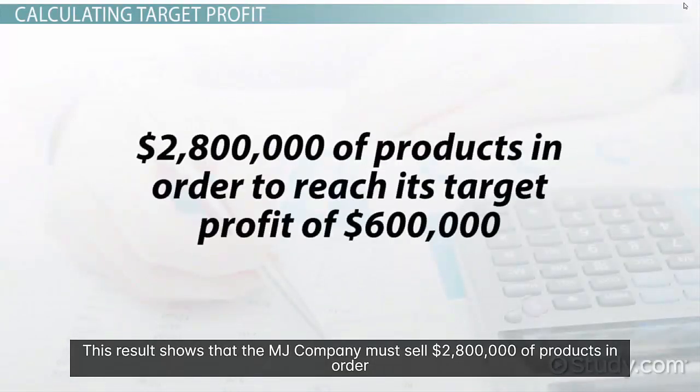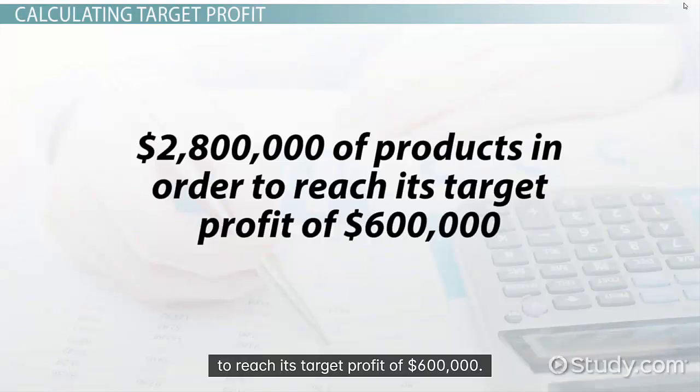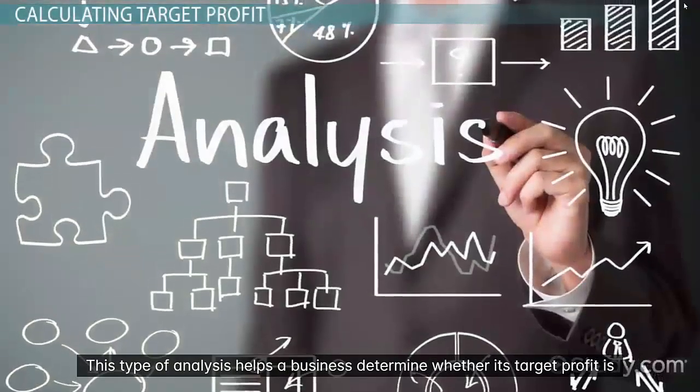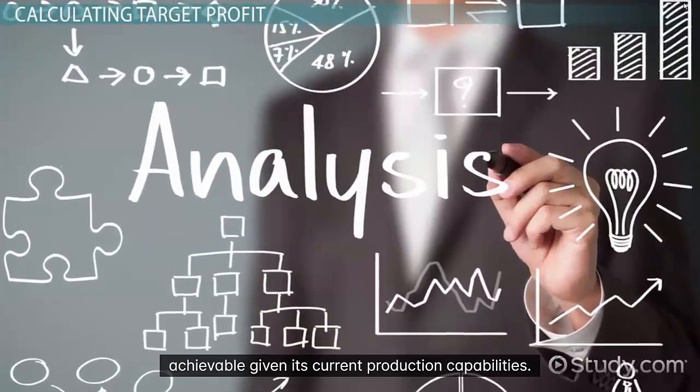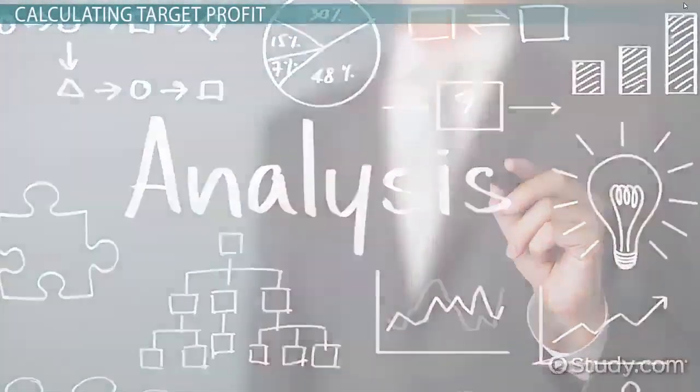This result shows that the MJ Company must sell $2,800,000 of products in order to reach its target profit of $600,000. This type of analysis helps a business determine whether its target profit is achievable given its current production capabilities.